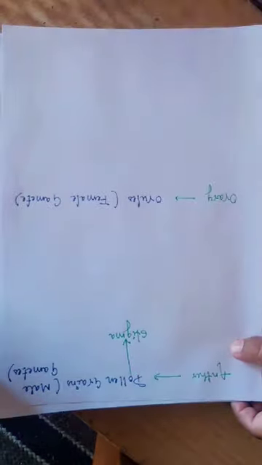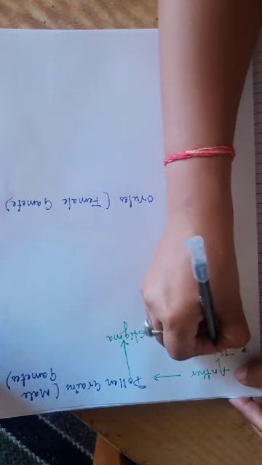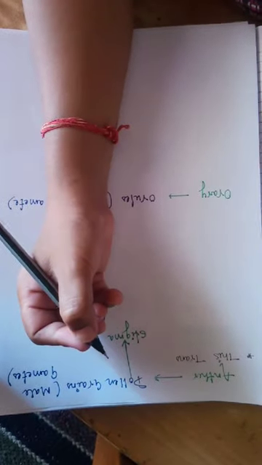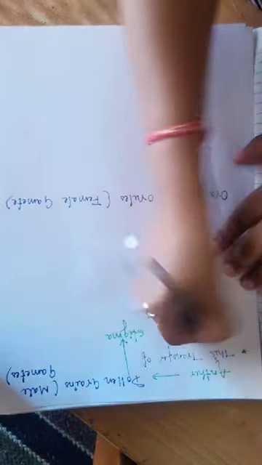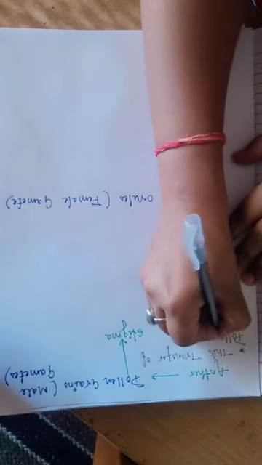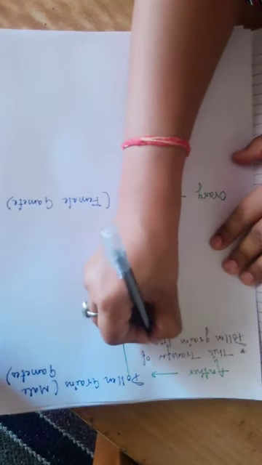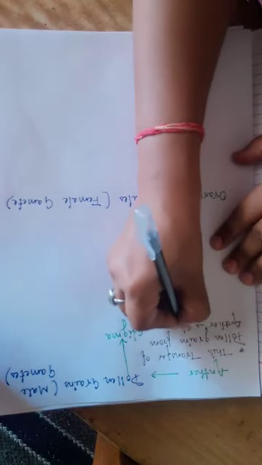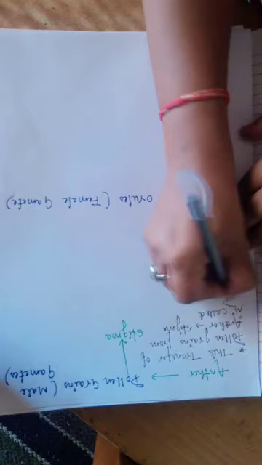So this transfer of pollen grain from where to where? Anther to stigma. This very process is called pollination.